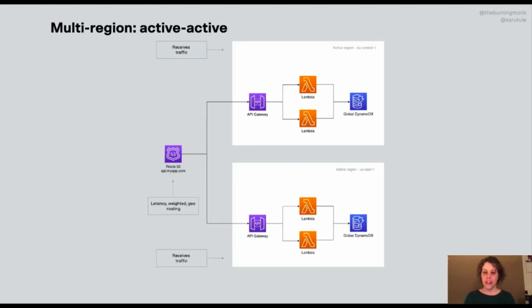Another pattern is active-active architecture. Contrary to the other one, in this one, both regions or multiple regions get traffic at the same time. The criteria of which traffic goes to which region depends on the routing policies that you implement in Route 53. It can be based on latency, it can be weighted routing, so 50-50%, it can be geolocated. So contrary to the last one, both regions receive traffic.